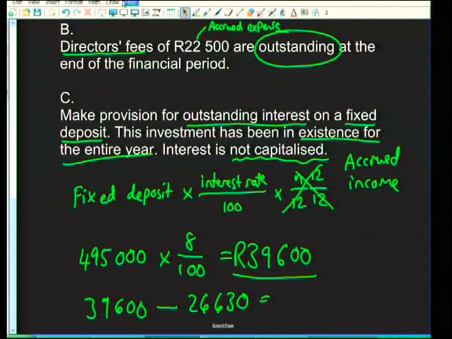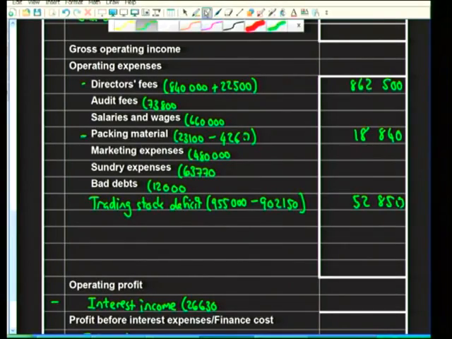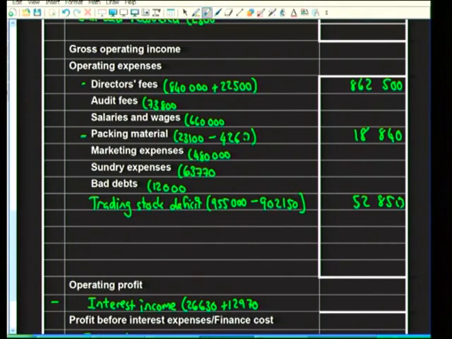So let's write that number down, 12,970. Now the adjustment is very easy. We just go back to our income statement, to the space where the interest income is, and we're going to add that 12,970 because we've earned it this year. We may not have received it, but we've earned it this year. And that's the amount that we should have received.